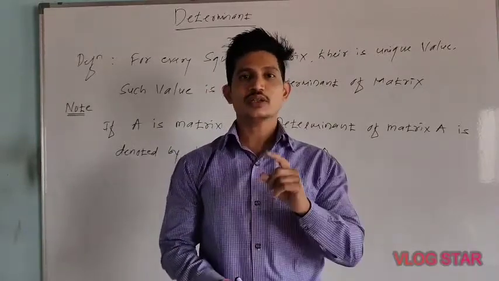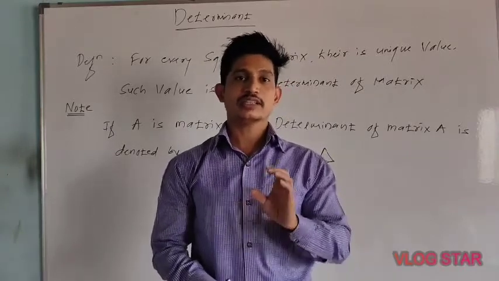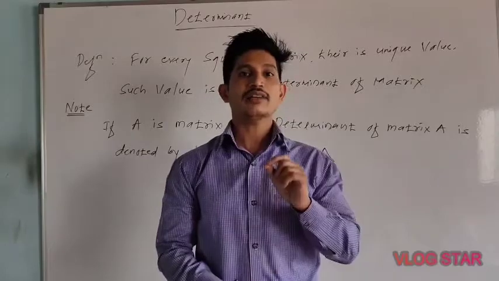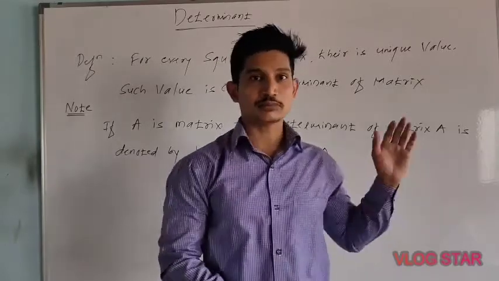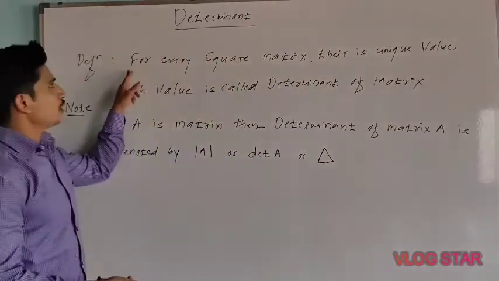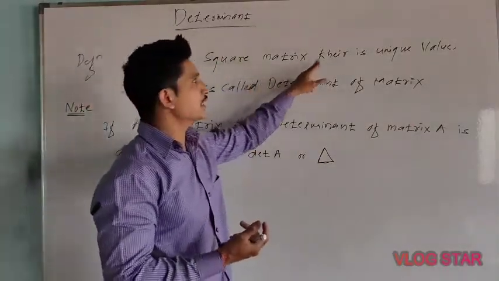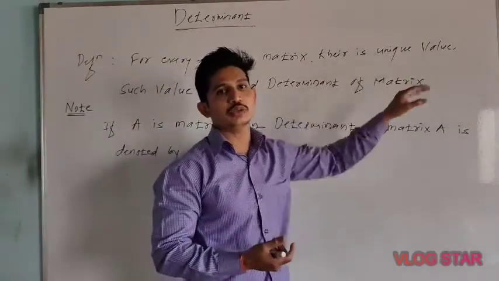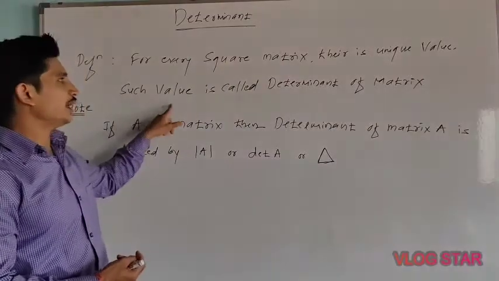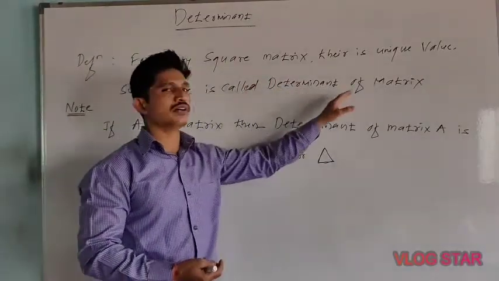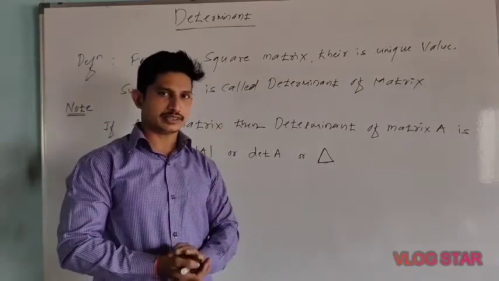If the rows and columns are the same, 1 and 1, 2 and 2, 3 and 3, these are called square matrices, and the value of a square matrix is called the determinant. See this in bold. For every square matrix there is a unique value, only one value. Unique means one value. Such a value is called the determinant of a matrix.